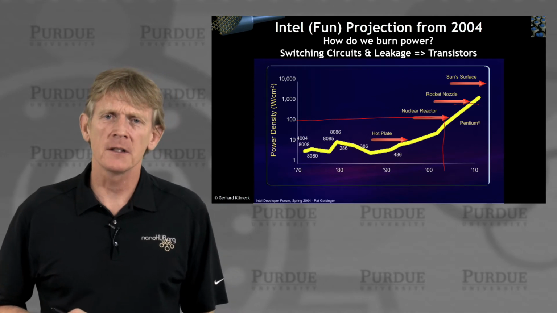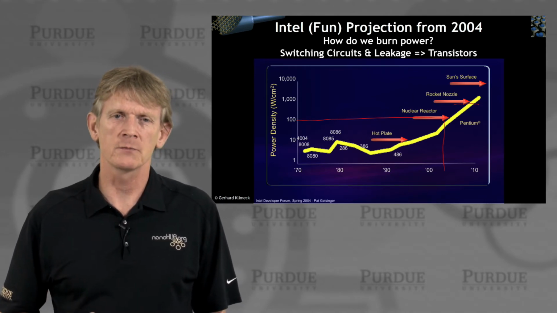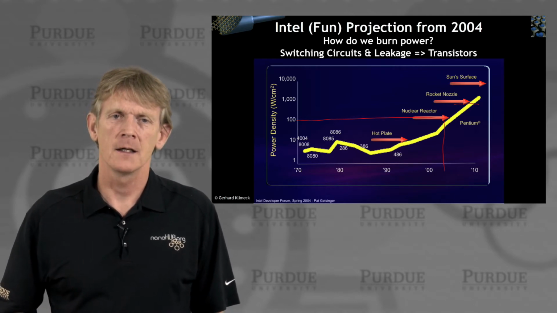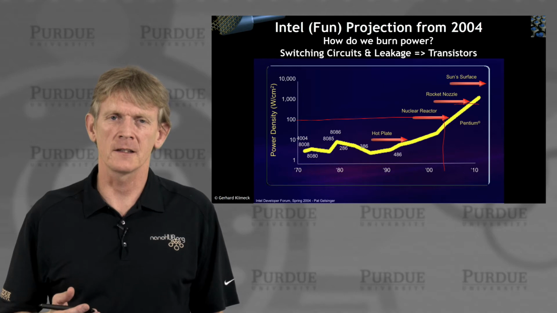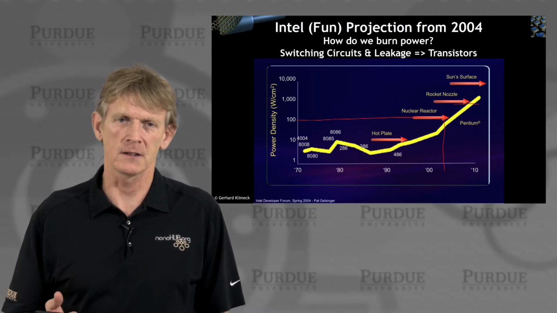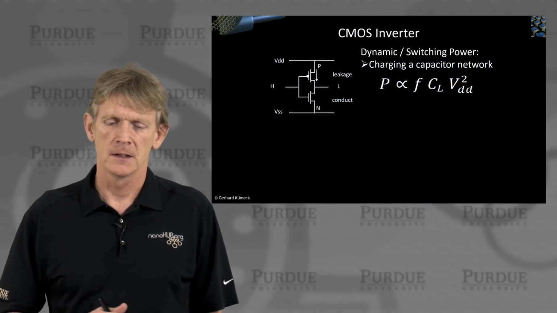So where is all this power being burned? There are two big components. One is the devices and the circuits on the bottom. And the other piece is the interconnect that connects all these billion devices together. Since this is a device course, I'm going to focus on the leakage in the device and the power consumption in the device. So let's do that.